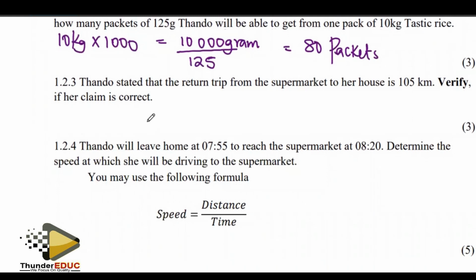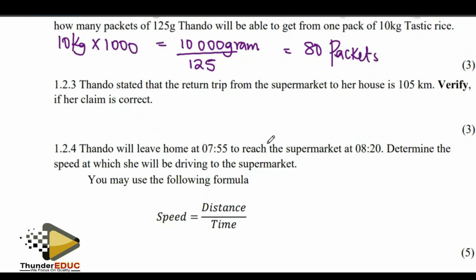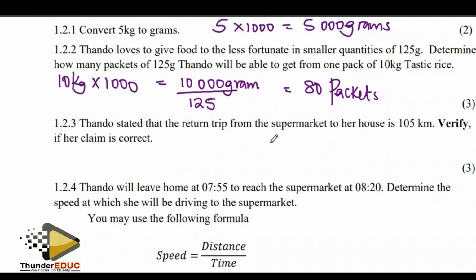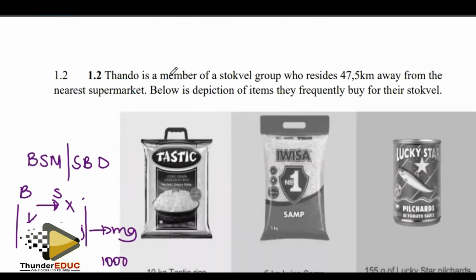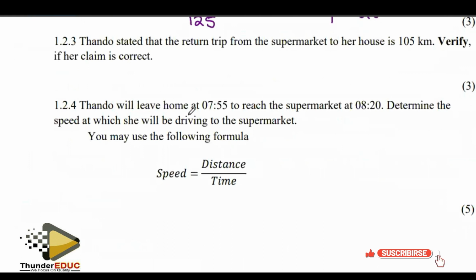1.2.3. Tando stated that the return trip from the supermarket to her house is 105 kilometers. Verify if her claim is correct. What we're going to do, we shall need to go there and see the distance from her house to the supermarket. Remember in the scenario on top, it says Tando is a member of a stokvel group who lives 47.5 kilometers away from the nearest supermarket. So let's come down. How are we going to verify that?